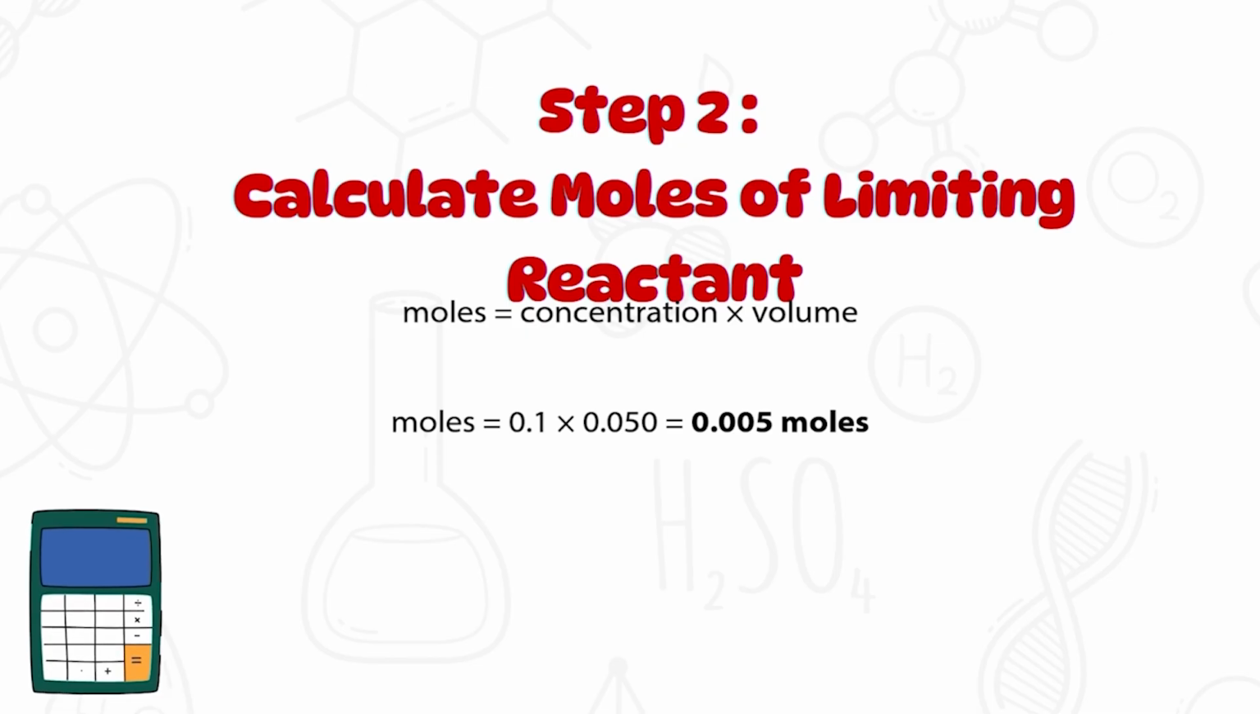Step 2, we calculate the moles of limiting reactant. In this case, however, our acid and base are in a 1-to-1 ratio. They have the same volume and the same concentration. So in this case, it really doesn't matter. Moles is equal to concentration times volume. That's the equation that we will be using. So just pulling from HCl's values, we use 0.1, which is the concentration, multiplied by 0.050, which is the volume that we converted to liters, we get 0.005 moles.